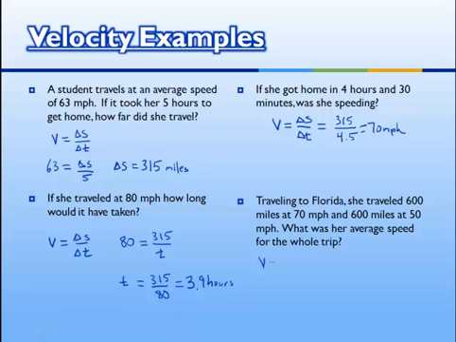Her average speed is equal to the total distance divided by the total time. So, the total distance is easy enough. That's 600 plus 600, or 1,200 total miles. The total time is not quite as easy. She was traveling at 70 miles per hour for the first half of her trip. So the time it took for her to go that far is 600 miles divided by 70. But she was also traveling 600 miles at 50 miles per hour.